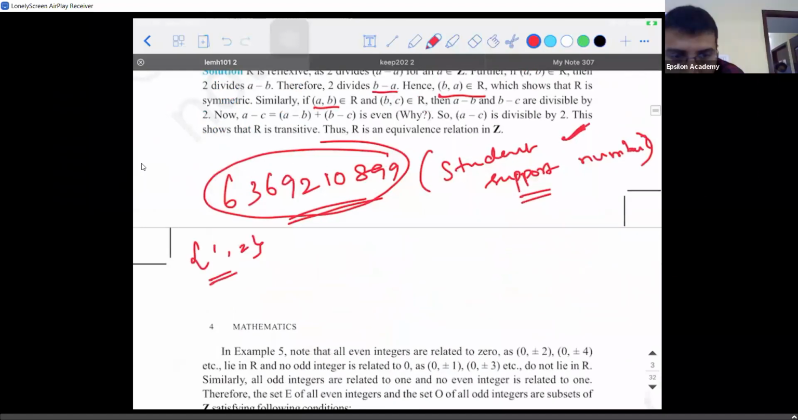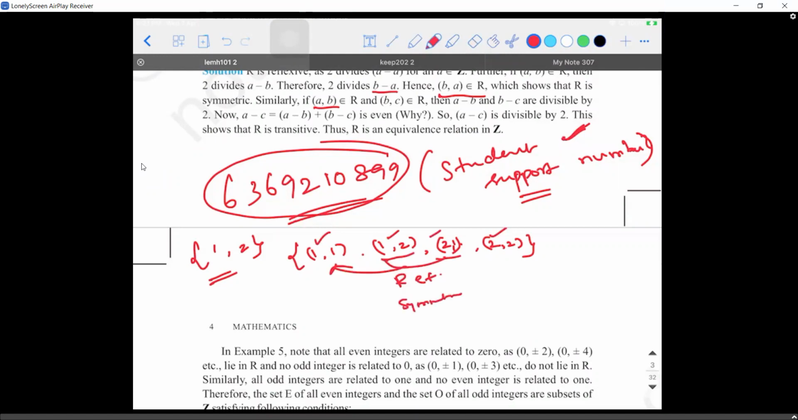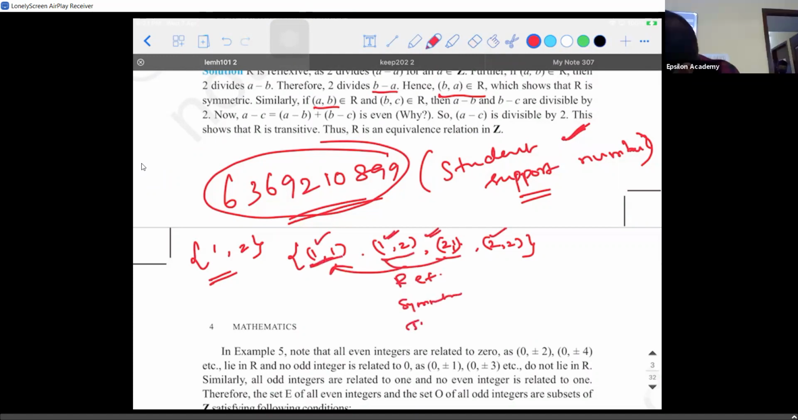Exactly. See, if I take 1, 2 as an example, then the Cartesian product I can think of is 1, 1, 1, 2, 2, 1, 2, 2. Correct? So 1, 1 is there, 2, 2 is there, it satisfies the condition of reflexive. 1, 2 is there, 2, 1 is there, it satisfies the condition of symmetric. 1, 2 is there, 2, 1 is there, 1, 1 is there, it satisfies the condition of transitive. Hence, yes, it is an equivalence.